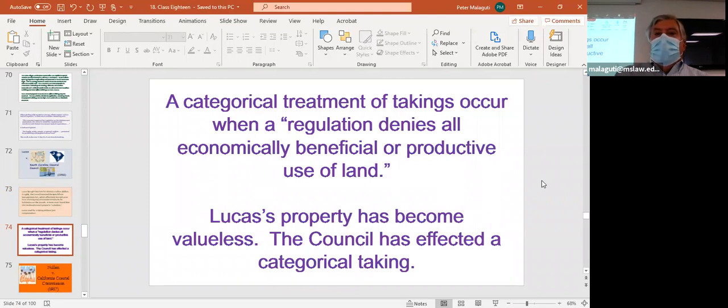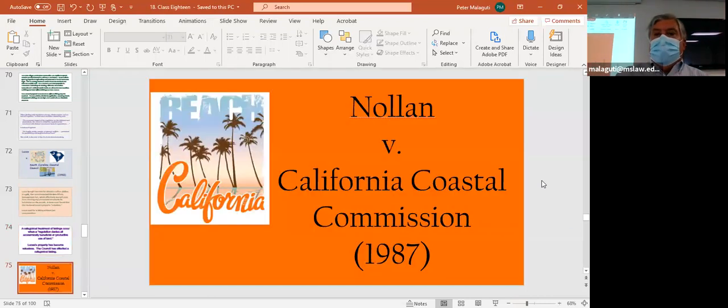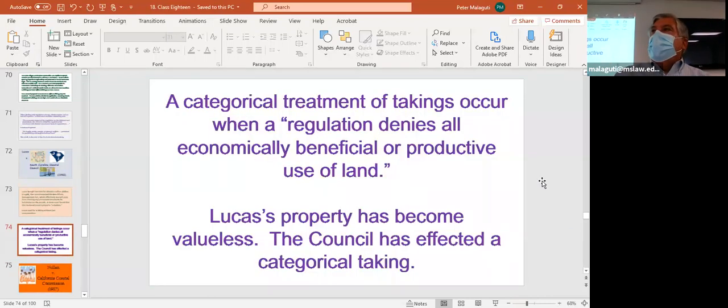The court here says when a regulation denies all economically beneficial or productive use of the land, that is the same as when there is a physical occupancy of the land. It is a categorical taking. We don't have to do any more analysis. And let's end it right there with the Lucas case. I'm just about out of time.